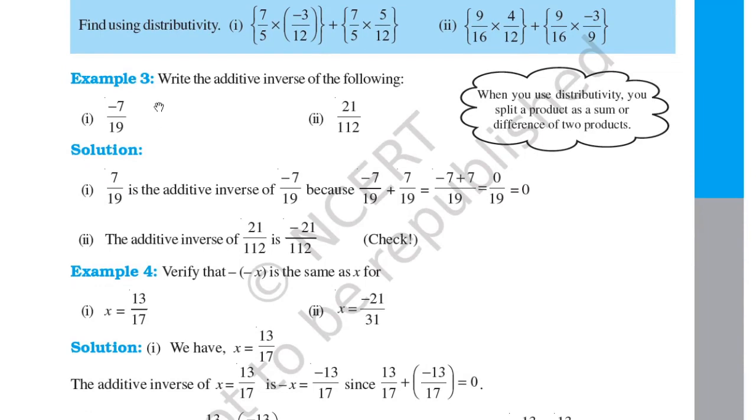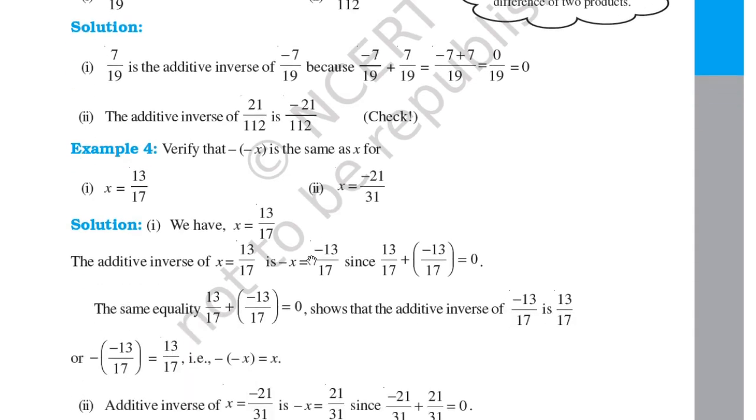Here is the additive inverse of the following: minus 7 by 19. So 7 by 19 is the additive inverse of minus 7 by 19, because minus 7 by 19 plus 7 by 19 is equal to minus 7 plus 7 over 19, which becomes 0 upon 19, which is 0. So the additive inverse of 21 by 112 is minus 21 by 112. You can check it similarly.